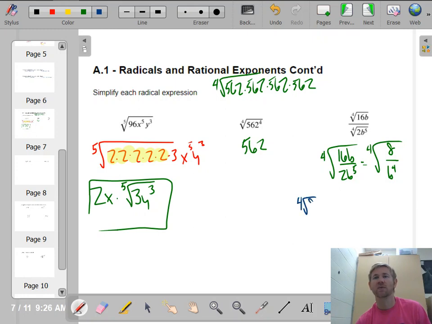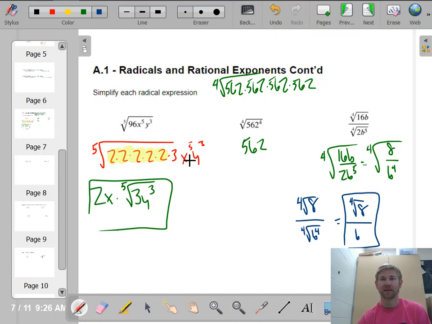Okay? Now I'm going to go back to having it as a radical on the top and the bottom and say this is the fourth root of 8 over the fourth root of b to the fourth. Now the fourth root of 8, that's 2 times 2 times 2, so you can't simplify that. It's just as simplified as it's going to get. There's not 4 2's in there. But the fourth root of b to the fourth is just b. So this is the fourth root of 8 over b. That's simplified now.